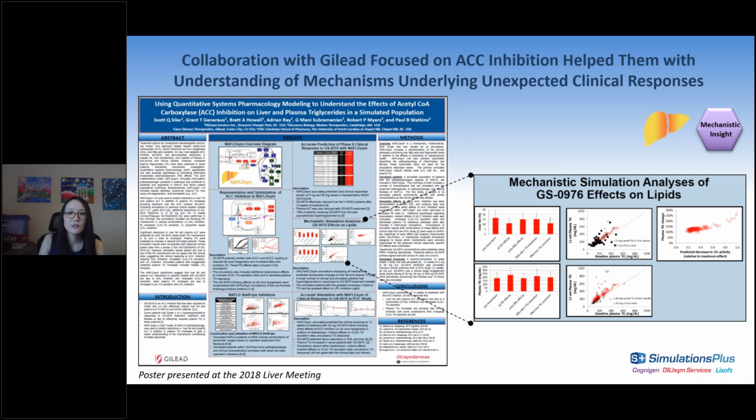So direct and indirect effects of ACC inhibition were mechanistically represented in DILIsym. And the mechanistic simulation analysis was performed by incorporating different combinations of these direct and indirect effects. Simulations suggested that this unexpected plasma triglyceride increase was mostly attributed to decreased plasma triglyceride clearance, with potentially some minor contribution of increased VLDL release from hepatocytes.